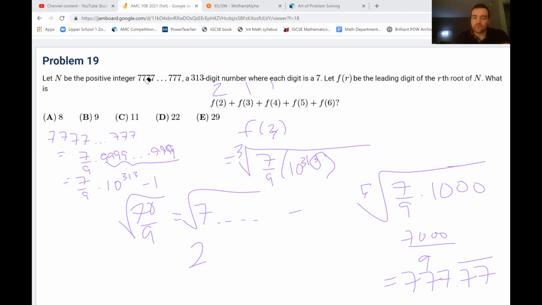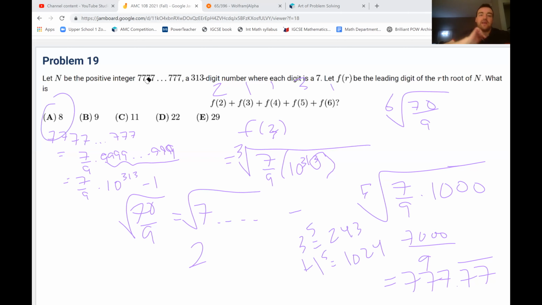Now 3 to the 5 is 243. 4 to the 5 is, I think, 1,024, if I'm not wrong. Which is obviously bigger, so therefore this leading digit is 3, and then 6 goes into 312 again. So once again, we'd be looking at the 6th root of 7000 over 9, the 6th root of 7, which is obviously bigger than 1, less than 2. So you have another leading digit of 1. 2 plus 1 plus 1 plus 3 plus 1 is 8. So your answer is A, 8.